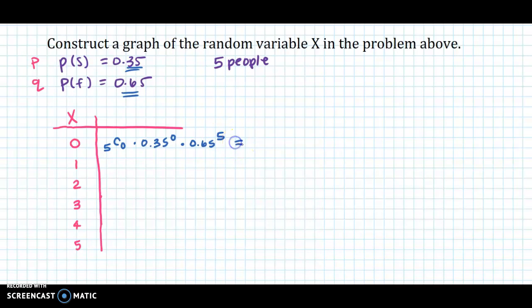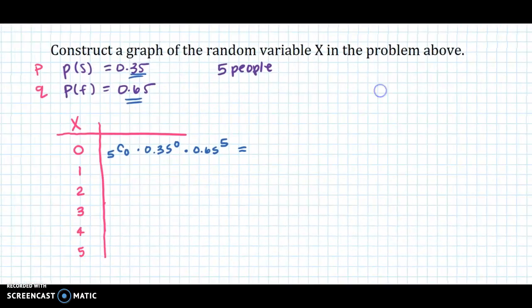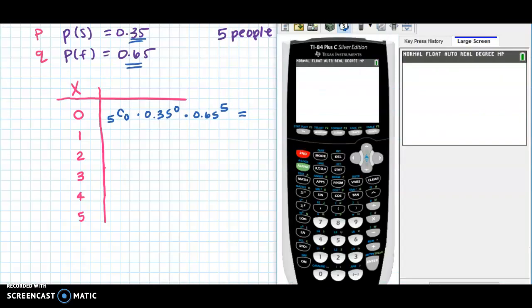Again, the formula is kind of complicated, but a lot of times it's just easier to do it with some numbers. And then go to your calculator. You can actually punch this in exactly how you see it.